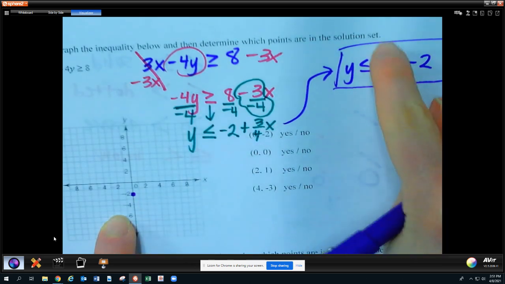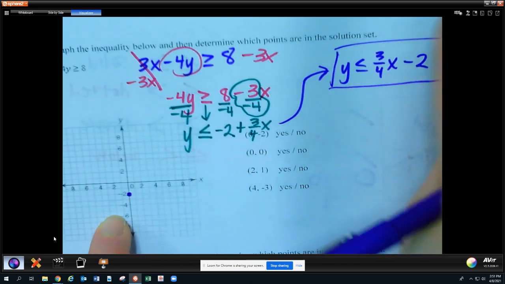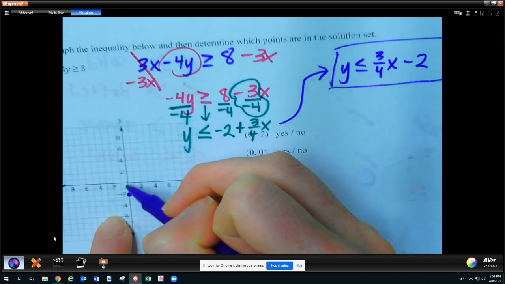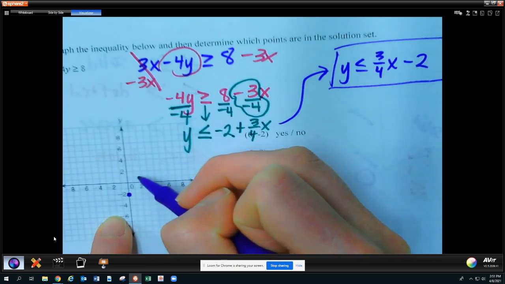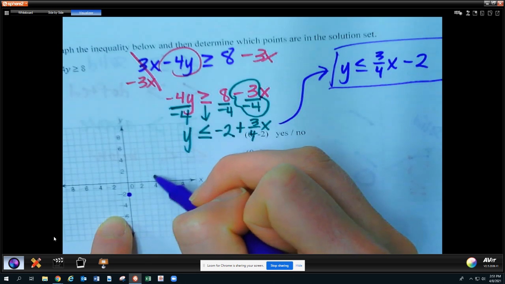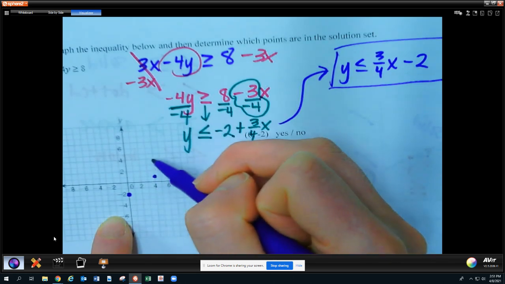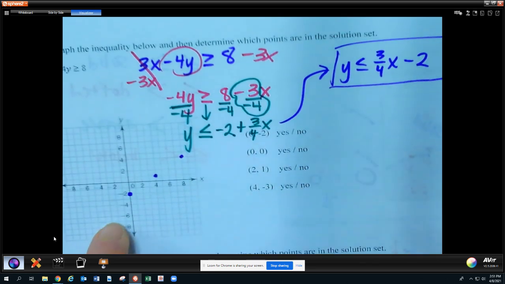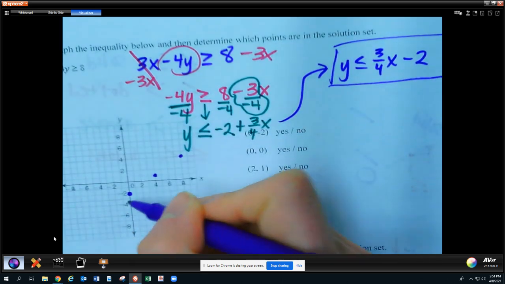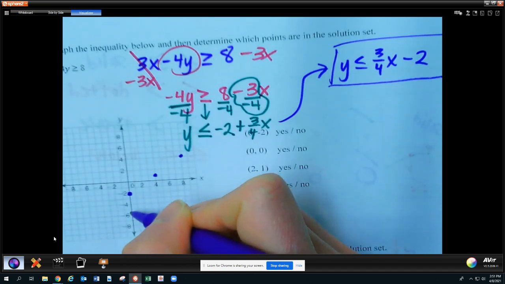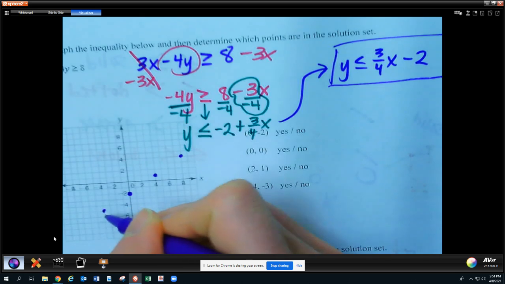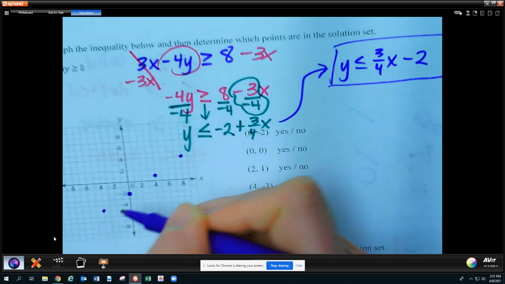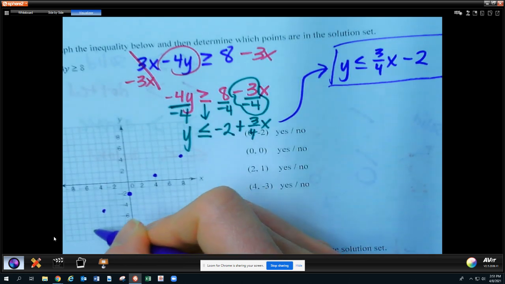And then we are rising 3, running 4. Rising 3, running 4. So 1, 2, 3, 1, 2, 3, 4. Put as many points on the graph as you can. So down 3, back 4. Down 3, back 4.